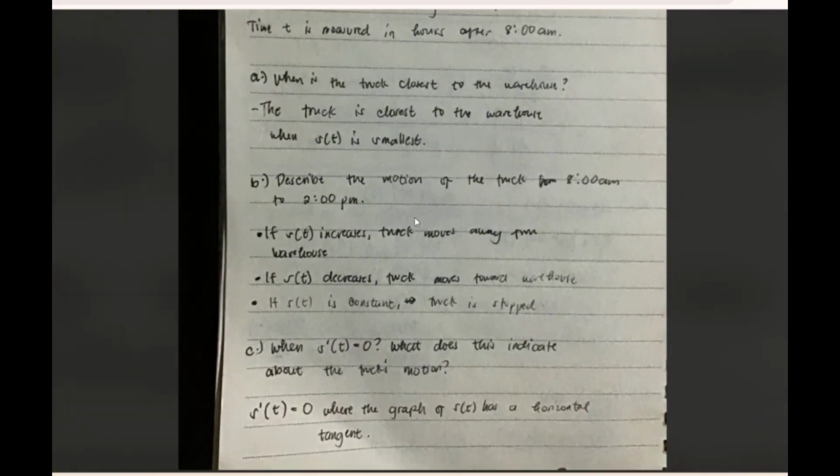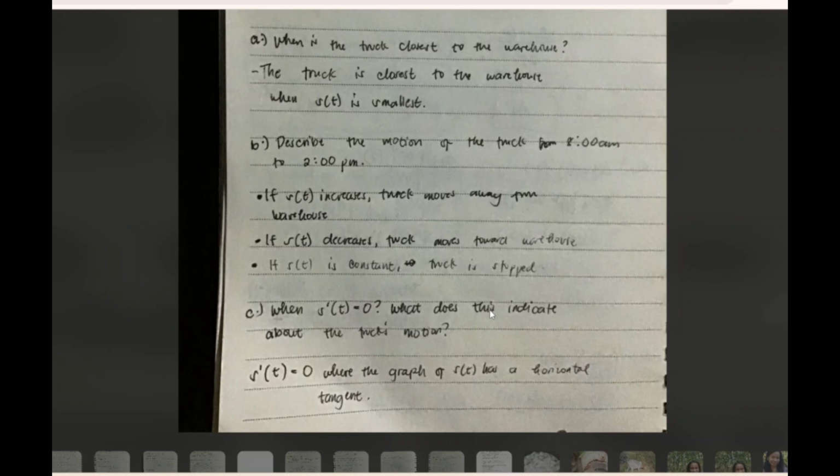The second question: describe the motion of the truck from 8 a.m. to 2 p.m. If s of t increases, the truck moves away from the warehouse. If s of t decreases, the truck moves toward the warehouse, and if s of t is constant, the truck is stopped. That is the flow of the motion of the truck from 8 a.m. to 2 p.m. And this exactly reflects the minimum and the maximum value.